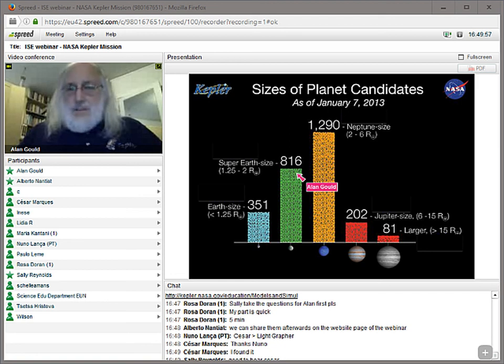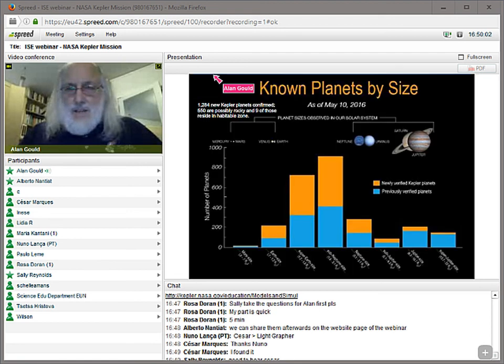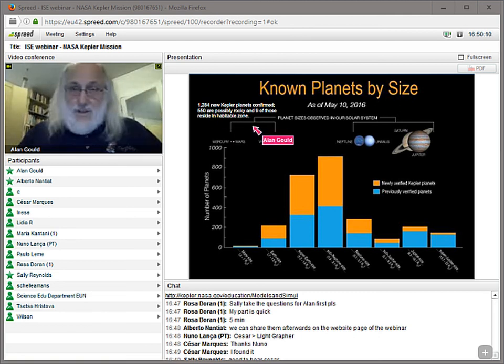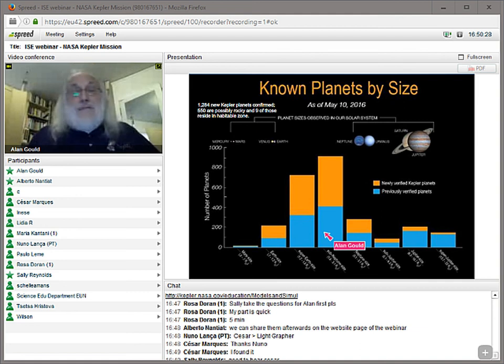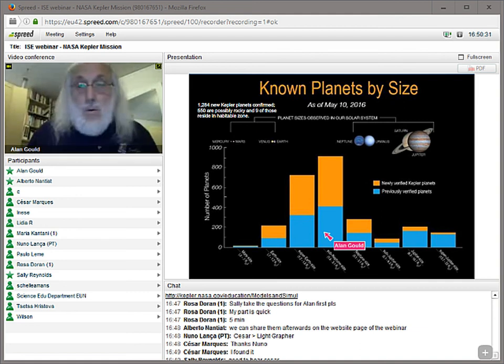Let me show you the latest version, as of May 2016, when over 1,200 planets were confirmed. This is the latest chart, and you can see that this is the sub-Neptune category. There's nothing like that in our solar system. And the super Earth category. Those are the most common planets in our galaxy. Turns out that's what Kepler has discovered. We don't even have that in our solar system. How did that happen? Why did that happen? It must be a fluke or something.